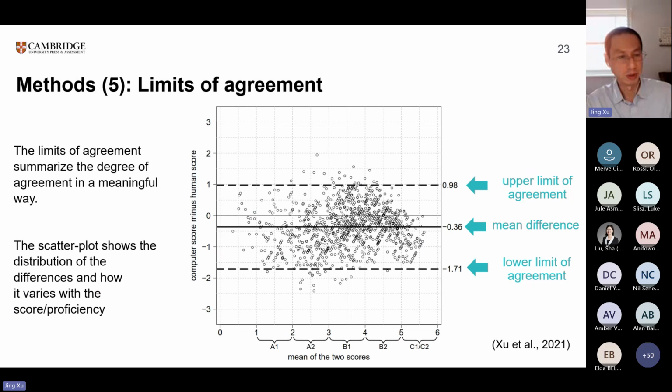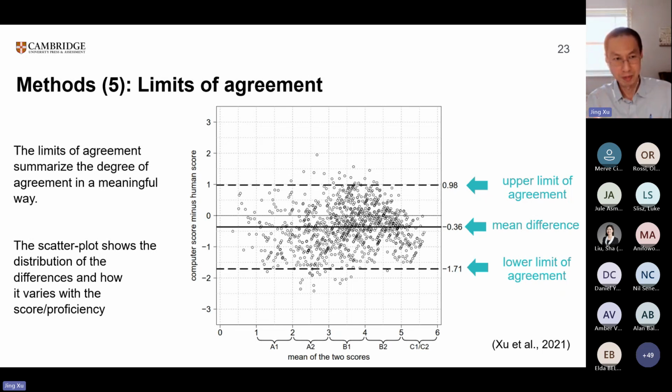The next one, the limits of agreement. It's a more revealing metric. It helps to show the degree of agreement in a meaningful way and shows how the differences actually change across the score scale proficiency. In this scatter plot, you can see the x-axis is the score scale from 0 to 6. On the y-axis is the difference between the automarker score and the human score. We would expect the data points to fall on 0, so there should be no difference. But actually, the mean difference is about 0.36. So it's very close to 0, but not exactly 0.